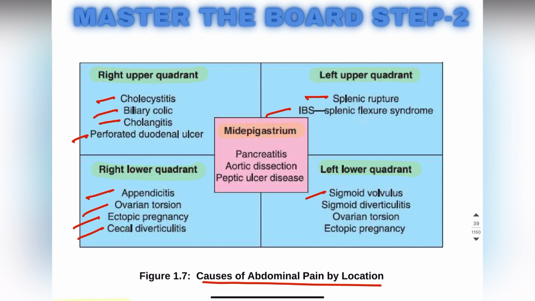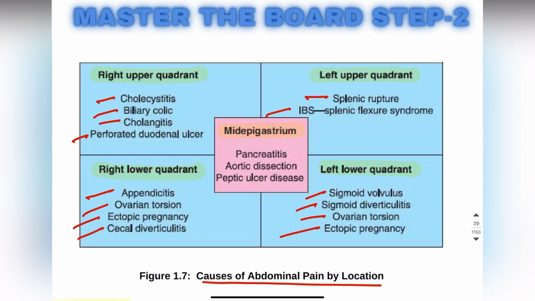Then it's sigmoid diverticulitis, a condition that occurs when small pouches or sacs form and push outwards through the weak spots of the wall of your colon. Then it's ovarian torsion, the same as was explained in the right lower quadrant, and ectopic pregnancy in the fallopian tubes, etc.